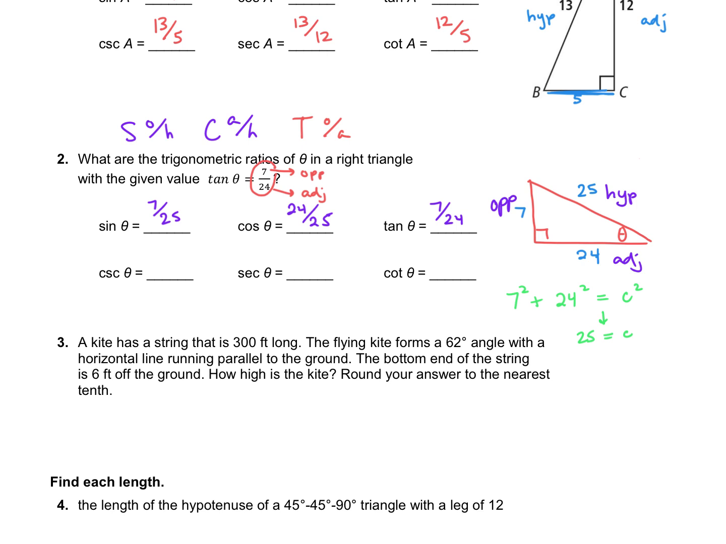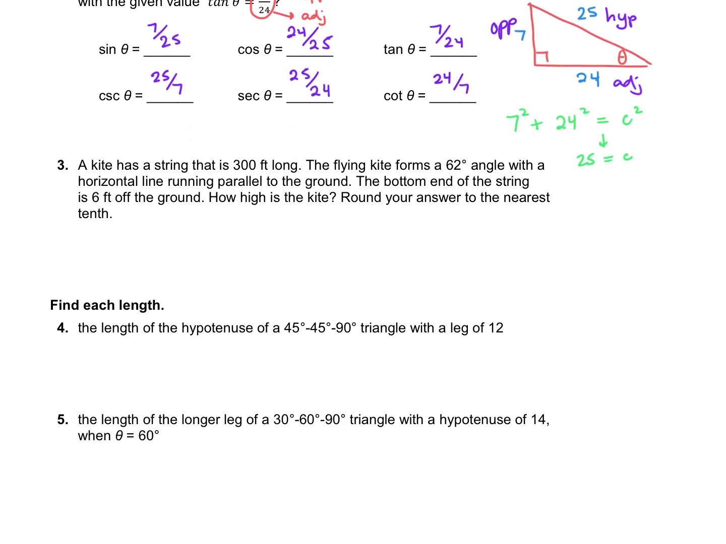All right, then we have our reciprocal functions. We're just going to take the 3 we found and do the reciprocal. So cosecant is the reciprocal of sine, so that's 25 over 7. Secant is the reciprocal of cosine, so 25 over 24. And cotangent is the reciprocal of tangent, 24 over 7.